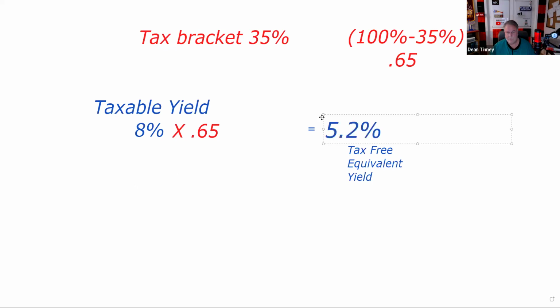So this leads us to saying, if we have a muni paying 6, the guy should buy the muni, right? Because that's more than 5.2. And if the muni pays 4, he should buy the taxable bond. He has 5.2, right? So that is called the tax-free equivalent. Again, getting 8% taxable yield in your bracket is the equivalent of getting 5.2 in a tax-free equivalent municipal. Now, the other thing that shows up is to go the other direction.